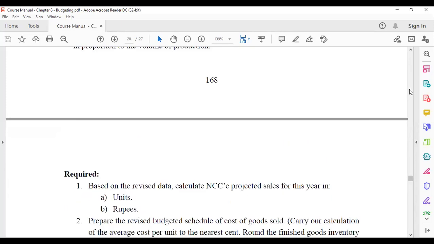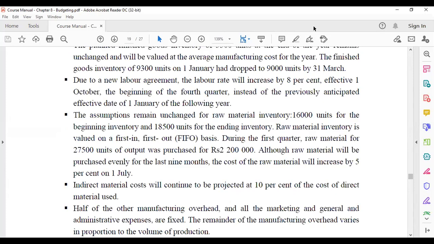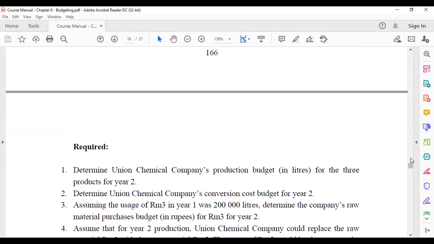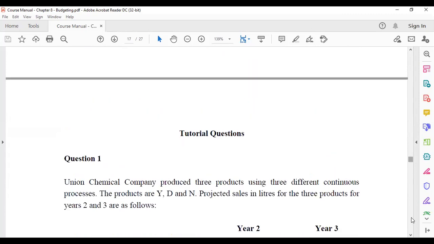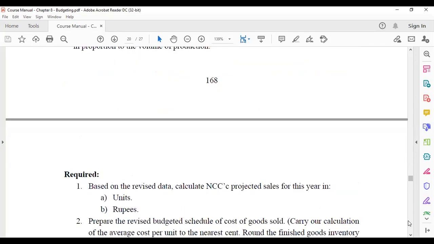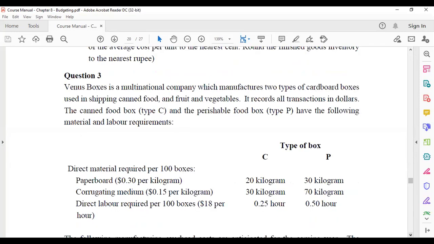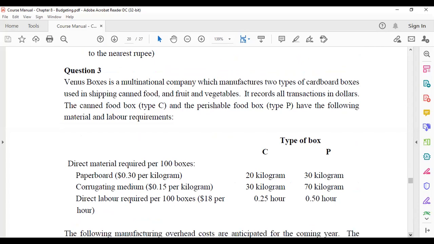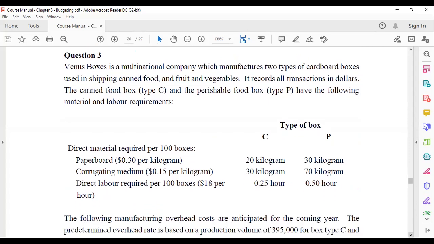Right. So in this, I have selected a couple of questions. First, we may have a look at question number 1, 2, and yeah, we may look at kind of an exam type question. So that's going to be question number 3. That's the question I have selected. So first, let us read the question and see what it's all about.